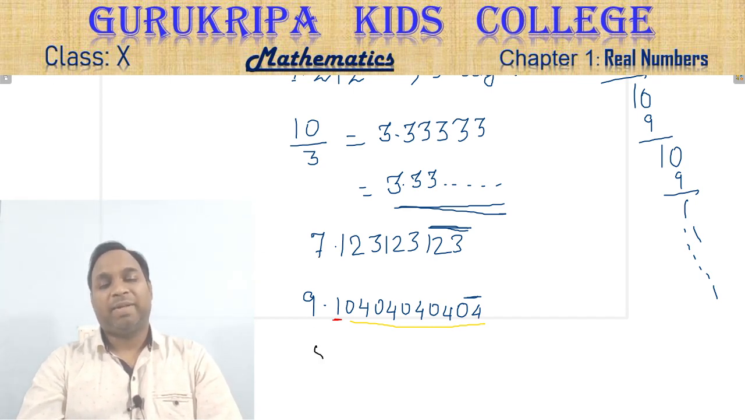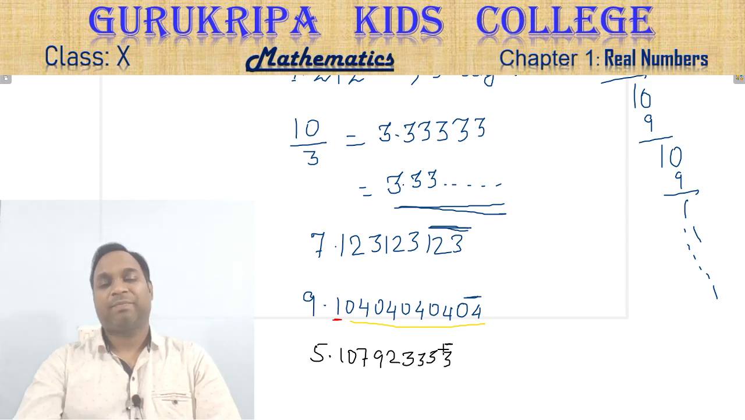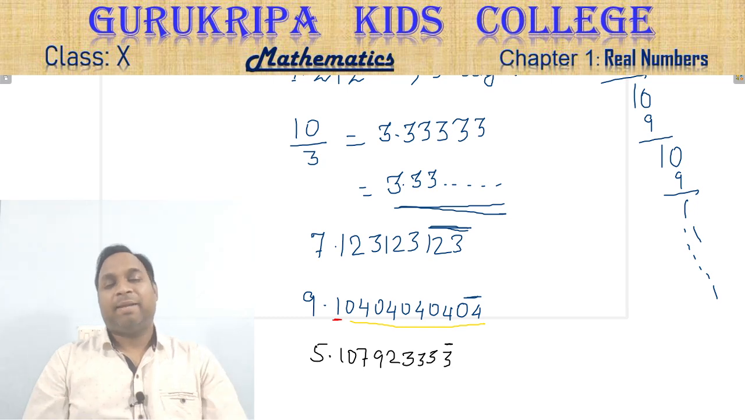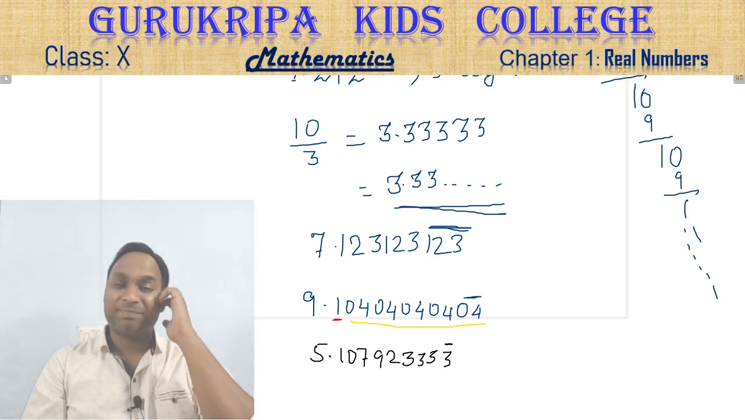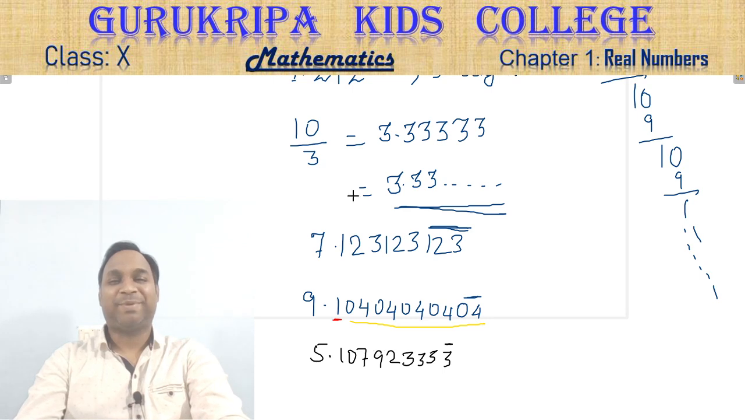We can also have a number 5.1079 and then 3, and this 3 keeps on repeating. We can have a number like this also. Only this 3 is repeating here, isn't it? There can be many types of numbers. So many types of numbers are possible in decimal. You have seen so many types of numbers now.